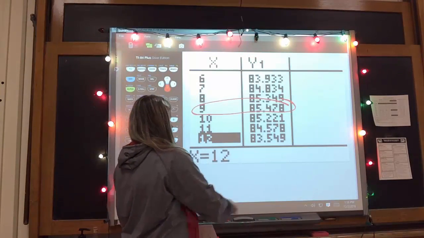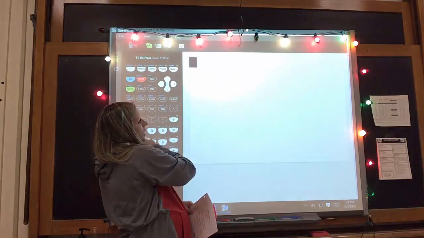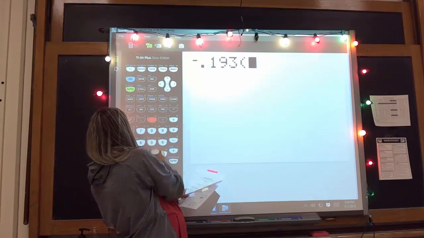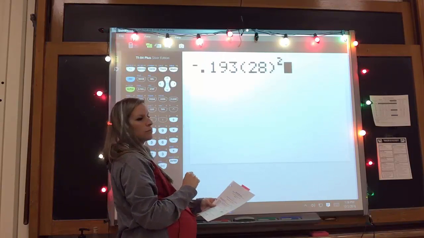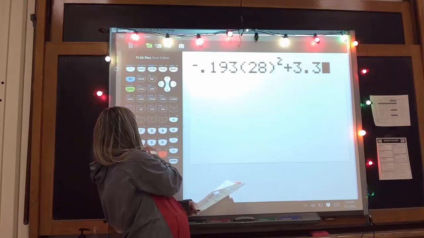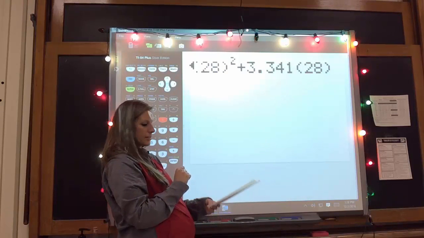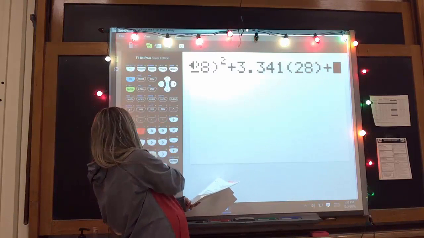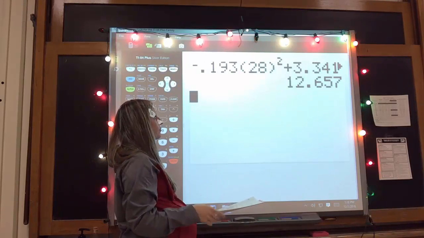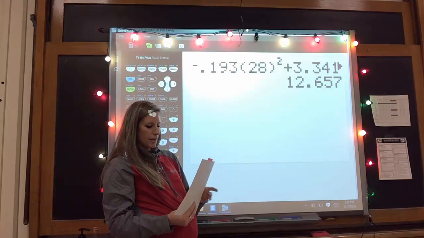All right, let me erase that. Okay, so I'm going to go back to my home screen. Negative 0.193, and then 28 squared in parentheses. Okay, plus 3.341 times 28 in parentheses for our x, plus 70.421. Okay, so you should get 12.657.